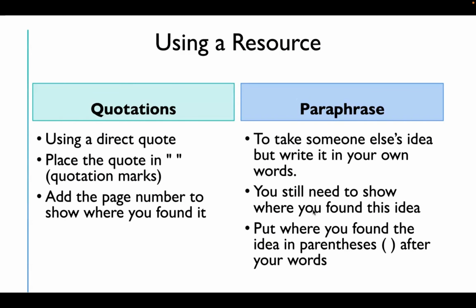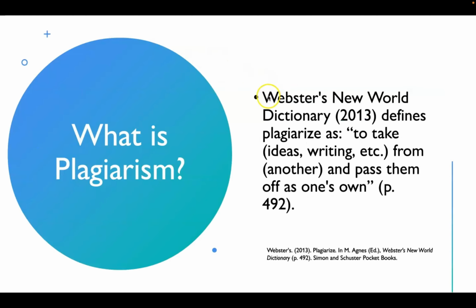You can do two things when using a resource. First off, you can quote it like I did on the last page. To do this, you use a direct quote, word for word, from your source. You place that quote in quotation marks, and then you add the page number to show where you found it. In this example, Webster's New World Dictionary is the source. I used quotation marks around the direct quote that I took, and I ended with the page number, which is 492.